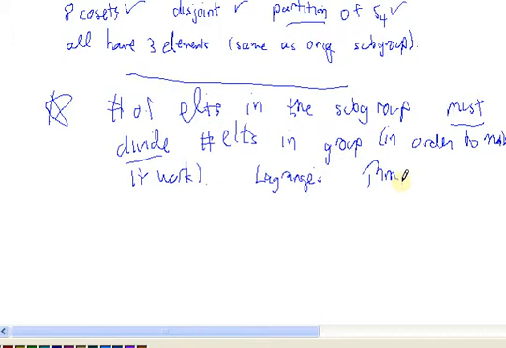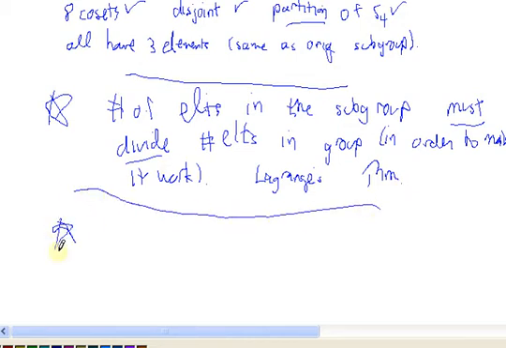And I'm not going to go any farther with this theorem except to say that it's an amazing result that the number of elements in any subgroup must divide the number of elements in the group it's taken from. Okay, so that's an important thing.